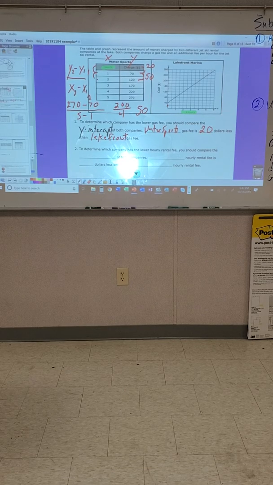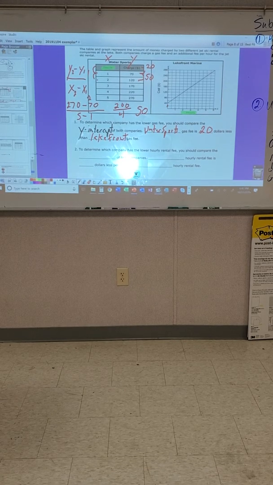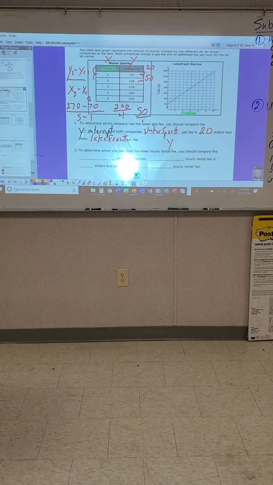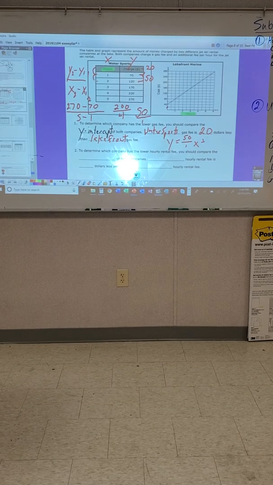So let's write the equation of the line. That way we know what to do. So let's make that 50 in a fraction. So y equals 50 over 1x plus, we already found our y-intercept of 20. So our y-intercept is really our starting point.